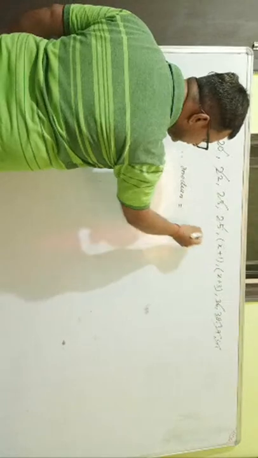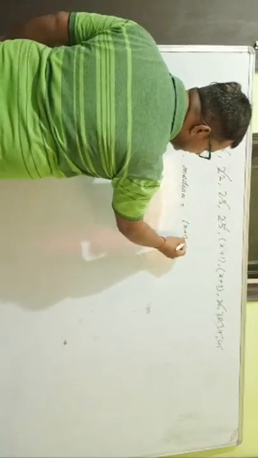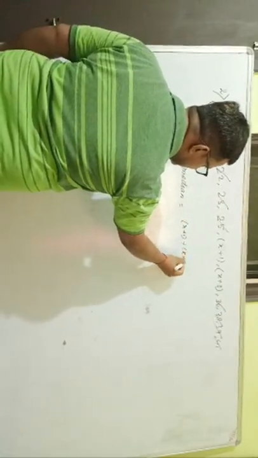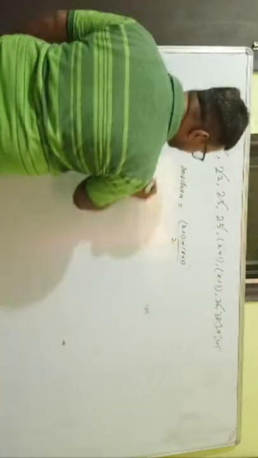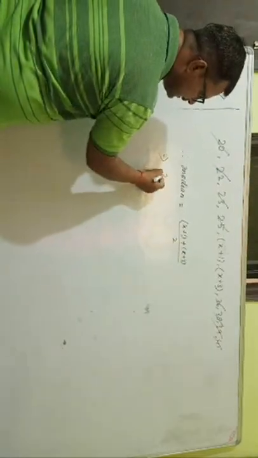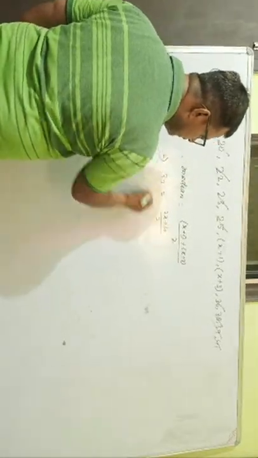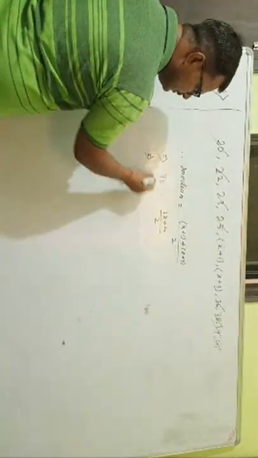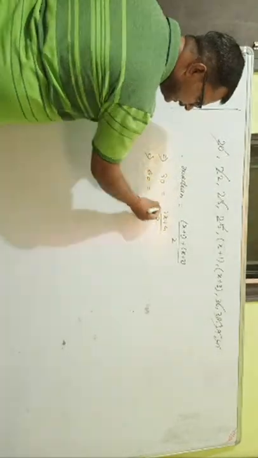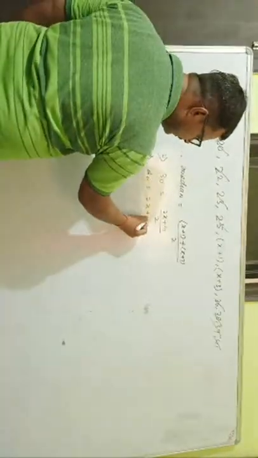You observe, therefore median is equal to whatever is left, that is (x plus 1 plus x plus 3) upon 2. While median is given as 30, it will be (2x plus 4) upon 2. It means 2 times 30 is 60. Here it will be 2x plus 4.